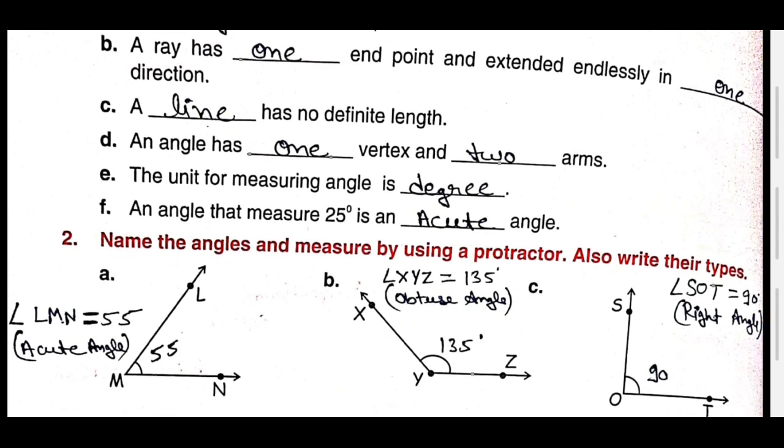A line has no definite length. You can extend in this direction also and this direction also. They become like that, one arrow here and one arrow here.